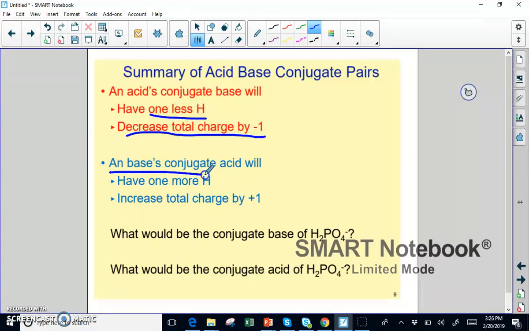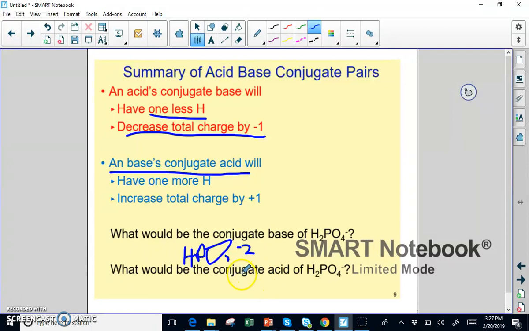And a base's conjugate acid will always have one more H, because remember bases gain H, and the total charge will increase by +1. So the first question is, what would be the conjugate base of this? This is an acid. What does it become when it acts like an acid? It's going to lose an H, so it's going to be H, only one, PO4, which I'm writing with the mouse. And its total charge will decrease by 1. It's already -1, so it's going to become -2. So that should say HPO4 -2.